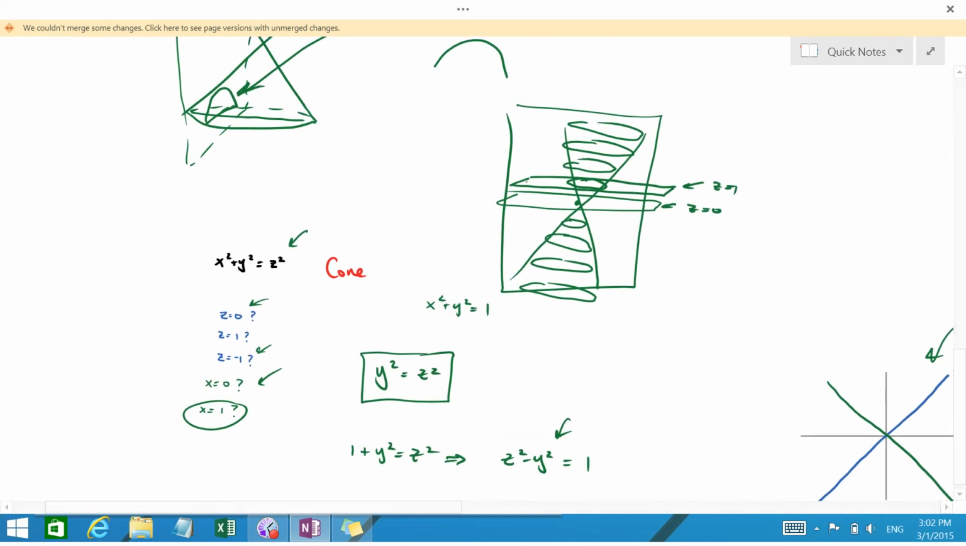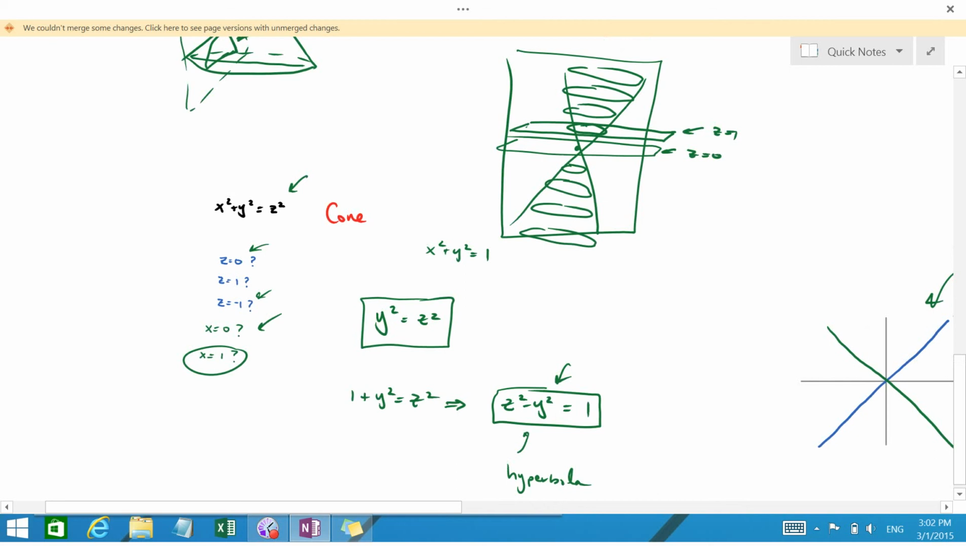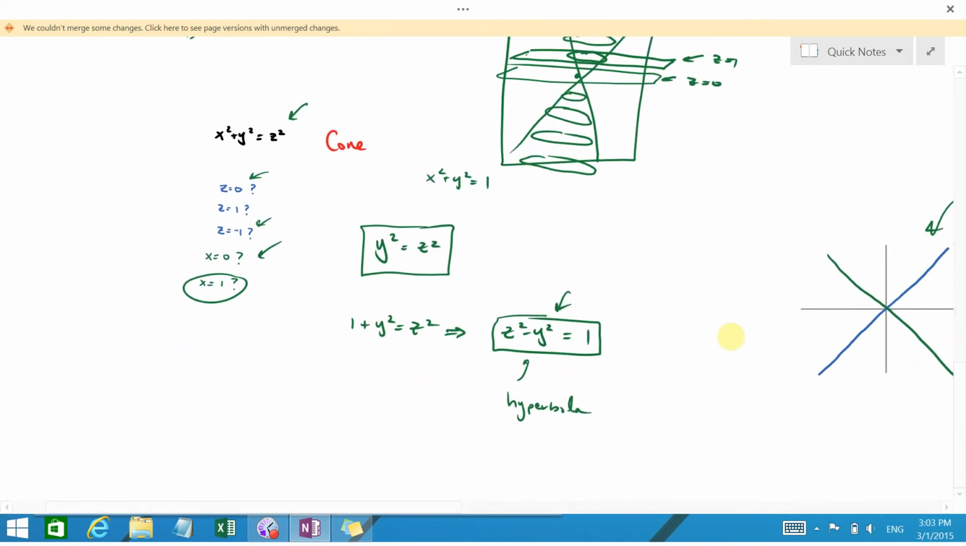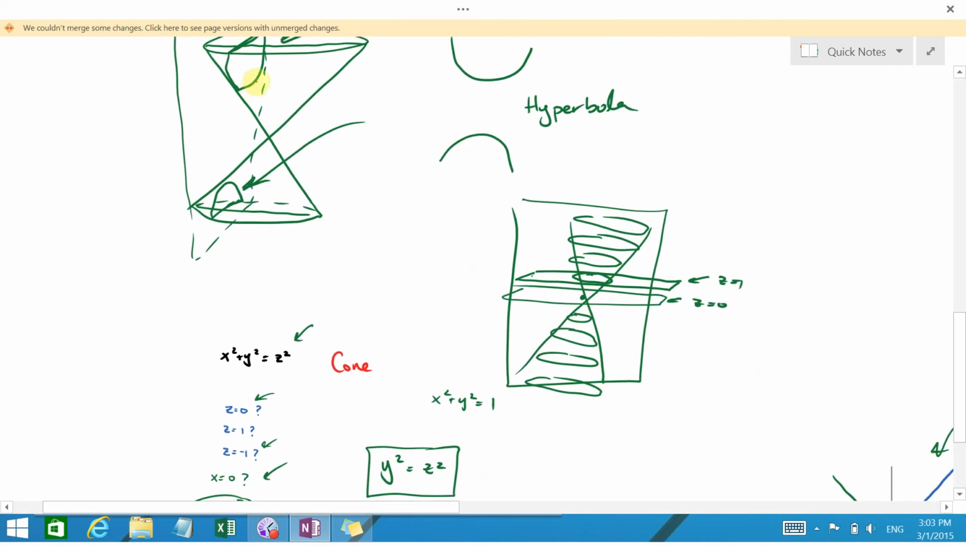An equation like this, of course, is one that you should hopefully already know by now, but an equation like this gives a hyperbola in the yz plane, or the yz cuts of these things. So you have these hyperbolas that get bigger and bigger and bigger.